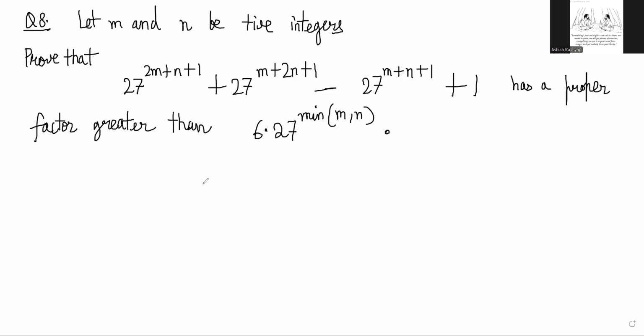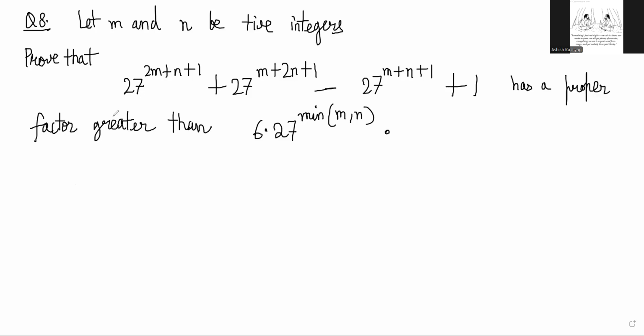That is the problem. It's framed a little strangely because you have to prove that a proper factor exists for this expression, but the factor is bigger than 6 into 27 to the power minimum of m and n. So minimum of m and n means the lower exponent we have to take, out of m and n, right? But also the structure of the numbers themselves suggests that it has to do something with cubes, because 27 has been used, 1 is there, these numbers are perfect cubes, right? So we will think along those lines.